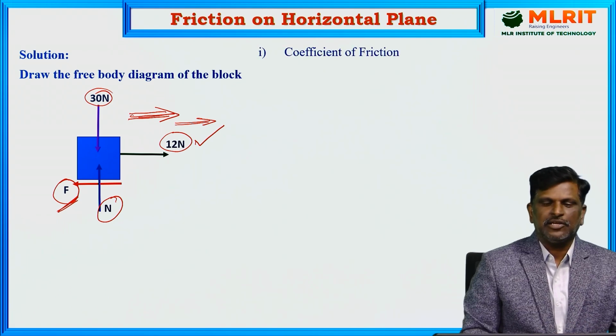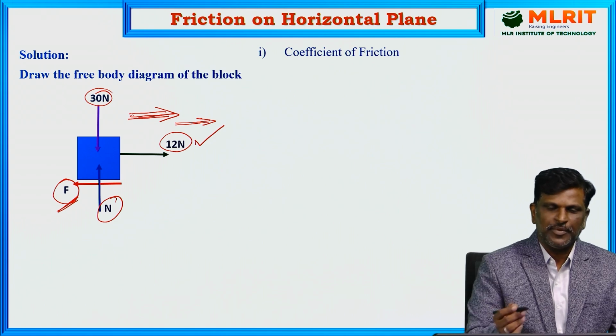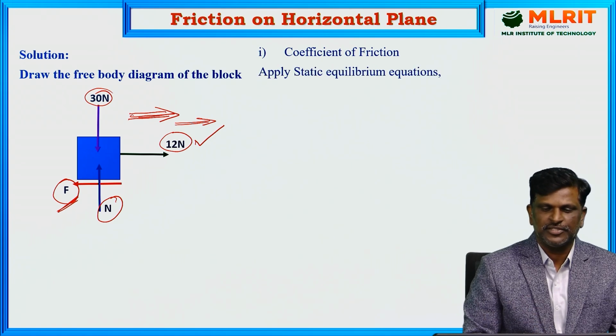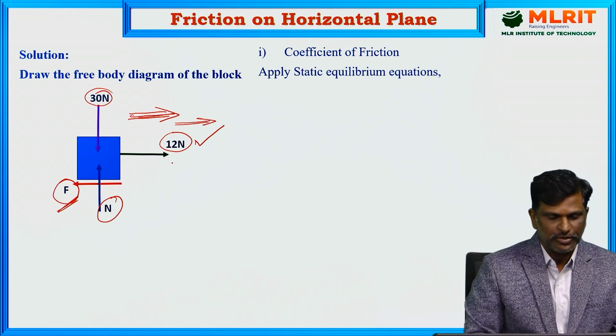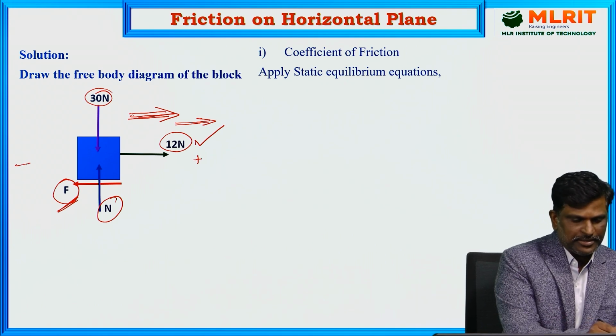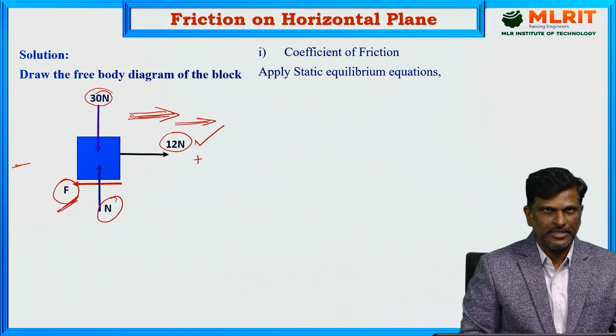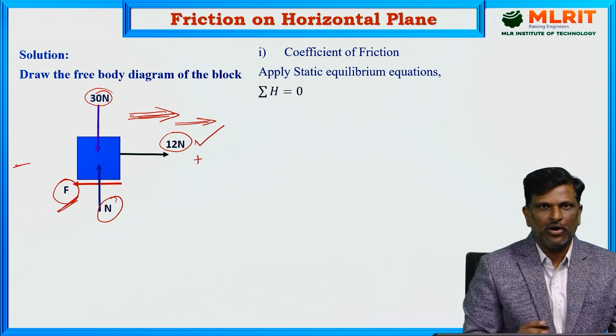Apply static equilibrium equations to find the coefficient of friction and angle of friction. Sigma H equals 0. Sum of all horizontal components equal to 0. So towards the right side I am assuming plus and towards the left side assuming minus. So sigma H equal to 0, sum of all horizontal forces is equal to 0.